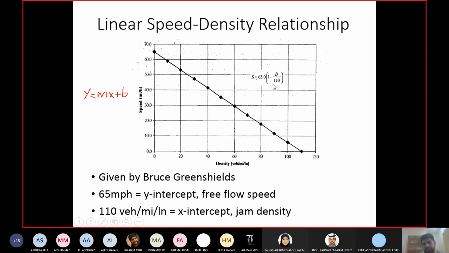So according to Bruce Greenshields, for this line, the equation is this. Okay, now you can draw your own line by taking the values of speed and density from the field, and in your case the y-intercept and the maximum density may change. Okay, and I will show you an example after we finish this with a different y and x value.